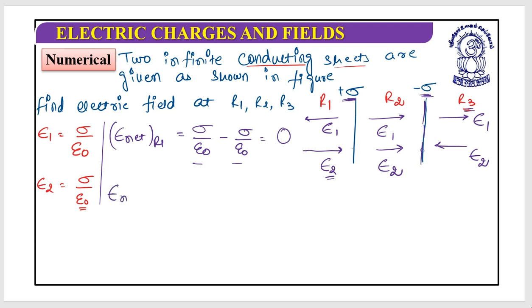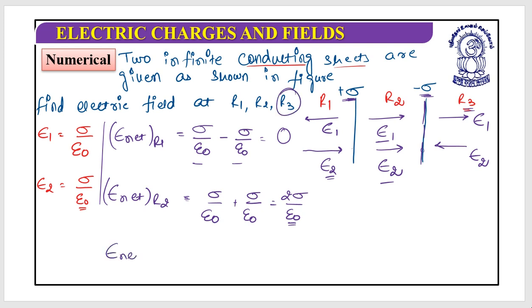Next, E net at region R2. Both have the same directions, so they should be added: sigma by epsilon naught plus sigma by epsilon naught. This is twice sigma by epsilon naught. This is the situation.